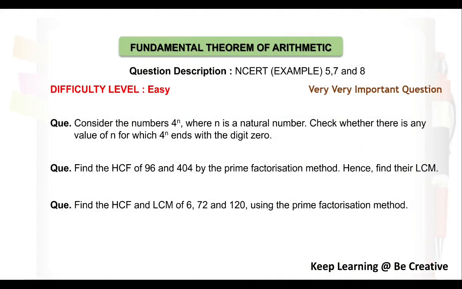Now, let's see the NCERT examples 5, 7 and 8, which are easy but very important questions. Consider the number 4 raised to power n, where n is a natural number. Check whether there is any value of n for which 4 raised to power n ends with digit 0. This problem is based on the concept that the prime factorization of a number is unique.